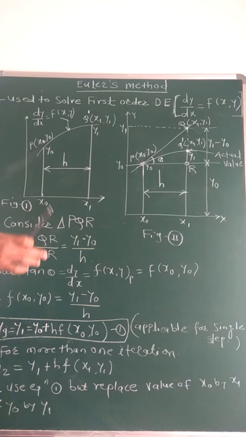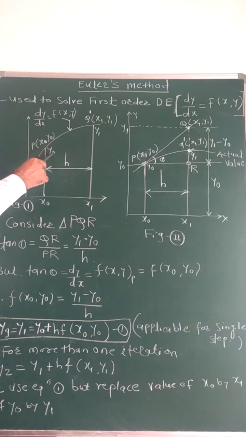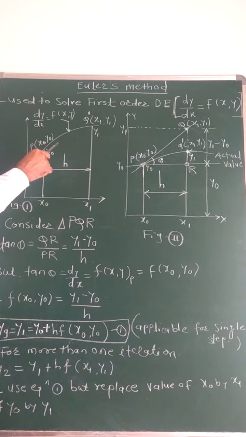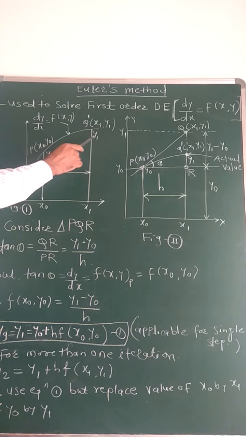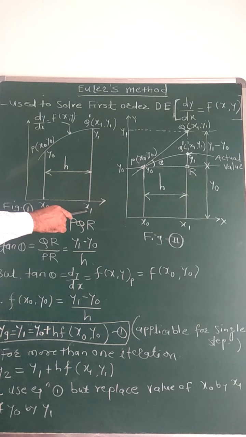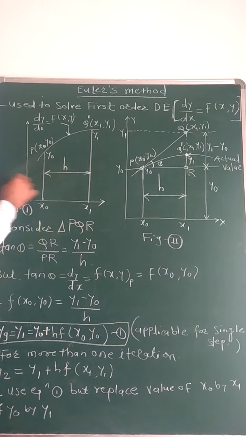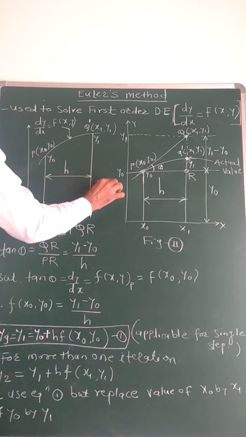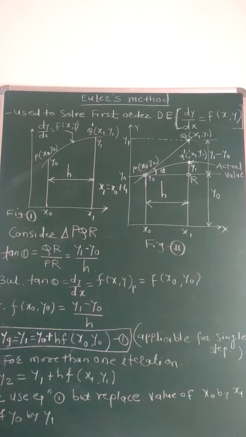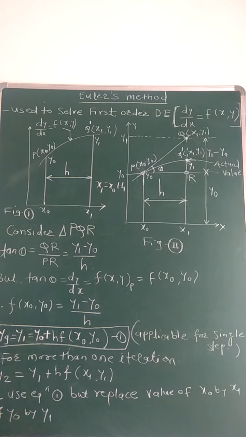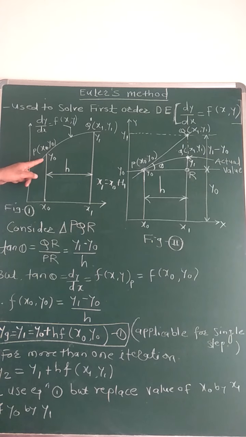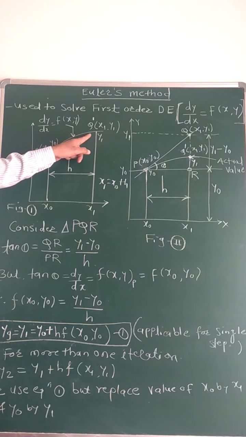Initially we are given x0 and y0, that is x as x0 and y as y0. Using Euler's method, you have to find the value of y1 at x1. This x1 is calculated as x1 is equal to x0 plus h. Therefore, using Euler's method, here we have to calculate this value of y1 for x0, y0 at x1.